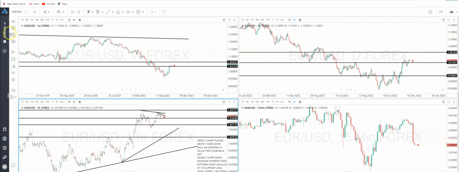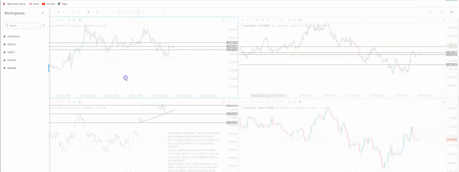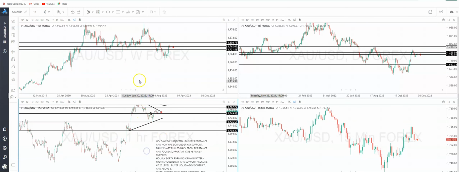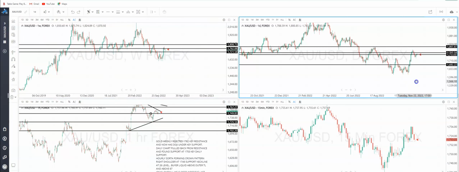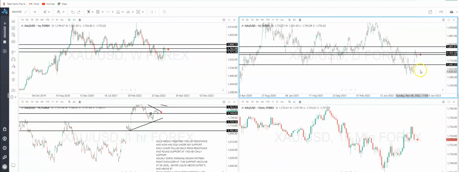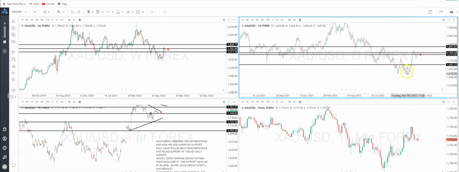So that is EURUSD. Last but not least, gold. Gold, as you can see, we rejected that 62 resistance level on the weekly chart. On the daily chart, as you can see, we dropped from that level over there.